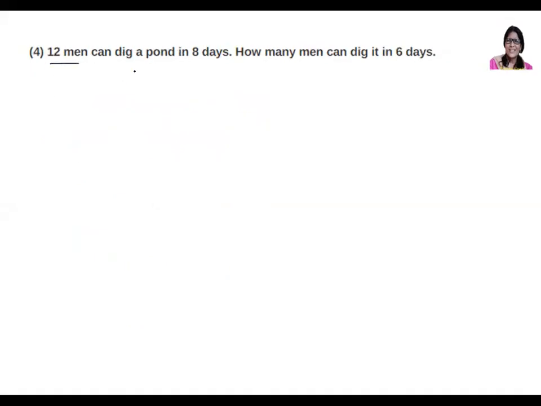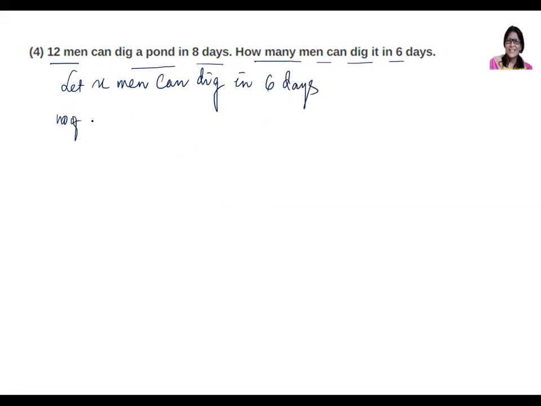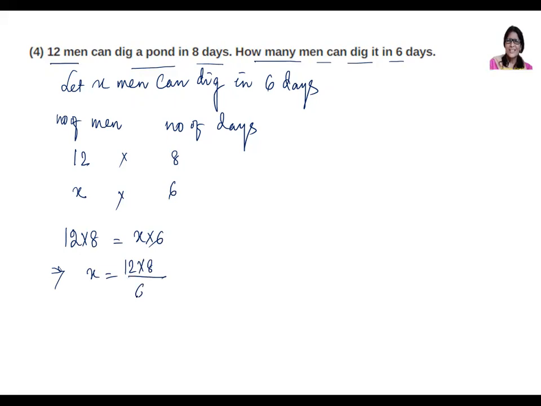Next, 12 men can dig a pond in 8 days. How many men can dig in 6 days? So let x men can dig in 6 days. Then here, number of men, number of days. Number of men is 12, number of days is 8, number of men is x, number of days is 6. Their product is constant. So 12 multiplies 8 is equal to x multiplies 6, or x is equal to 12 into 8 upon 6. Cancel with 2. So 16 men are required. So 16 men can dig in 6 days.